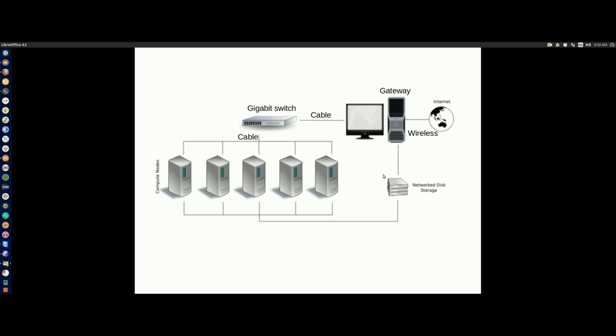For now, let's forget about the network disk storage. So the basic components that we're going to look at: one is the gigabit switch, the other is the gateway, and then the computer nodes are connected to the gigabit switch using Ethernet cables.